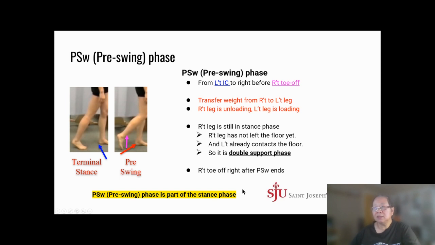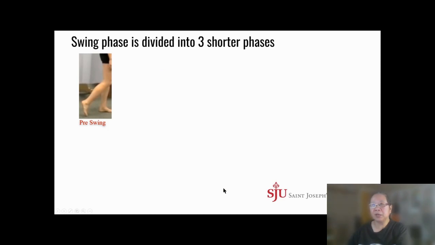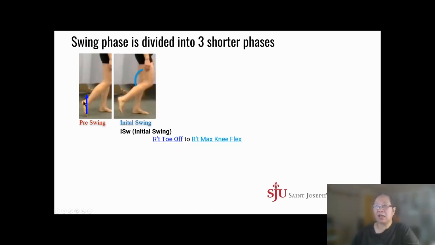Pre-swing is part of stance phase. Once the right foot is leaving the ground, it ends pre-swing. It goes to the initial swing phase. So it's from right toe off until you reach the maximum right knee flexion.